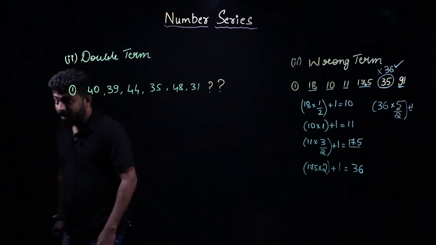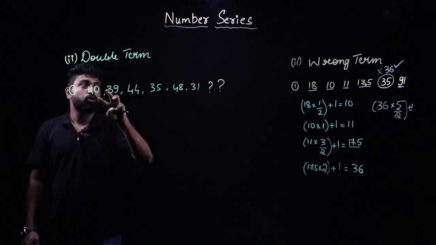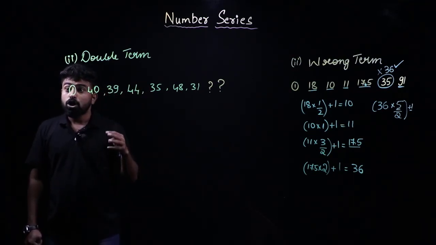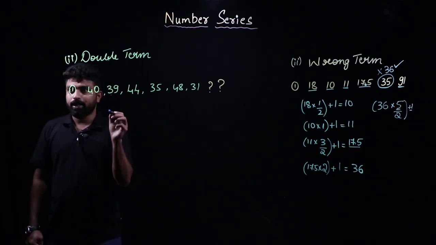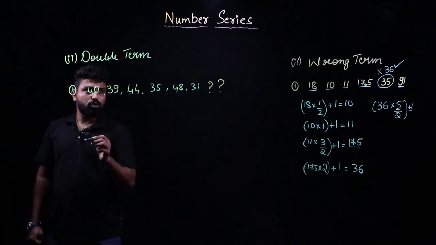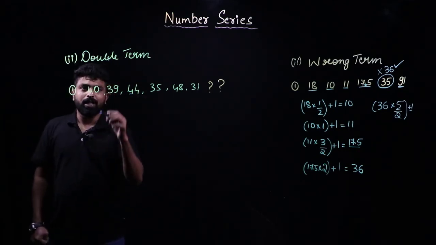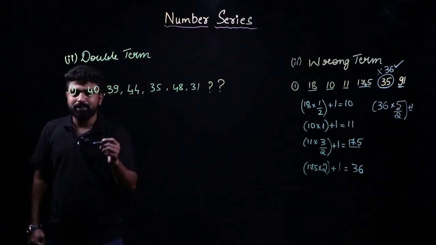How to solve this? As I've already told you, there must be 2 or more series involved in this. So let me check. Let me see which are the numbers which are close to each other. 40 and 39 are close to each other. 44 is also close to them. So let me not do that. Let me skip one term. Let me go to my next term here.